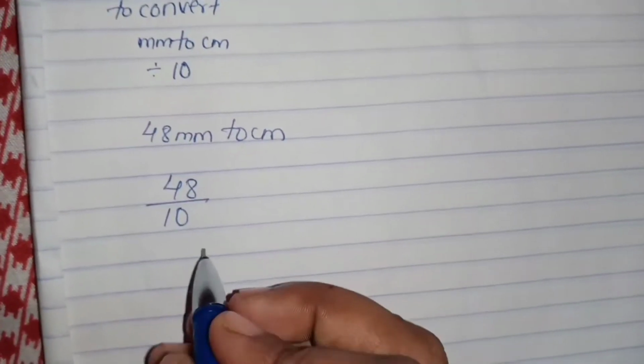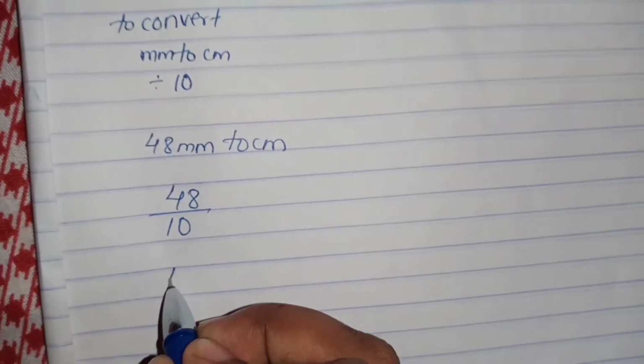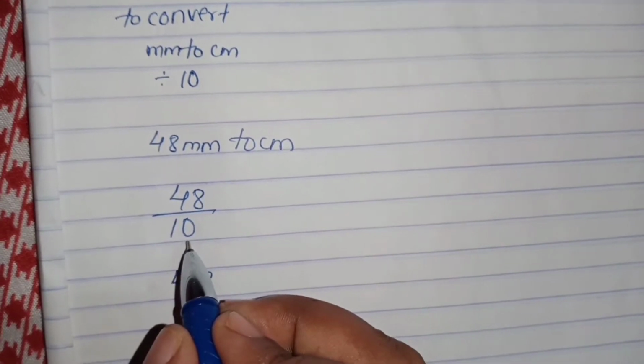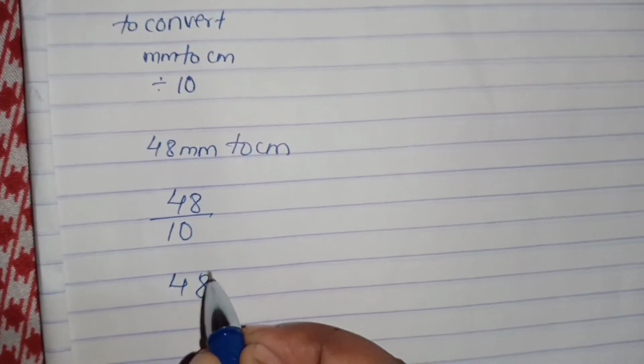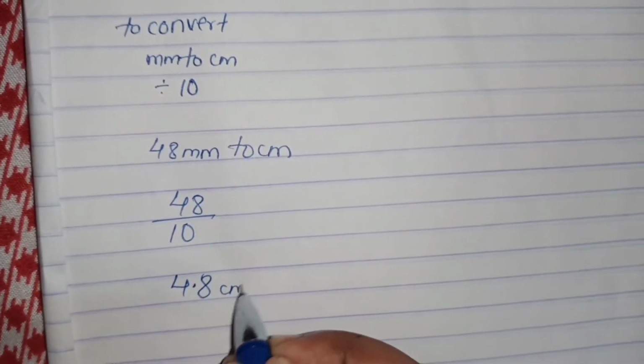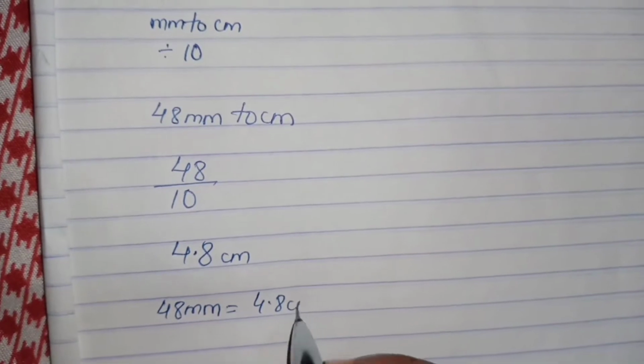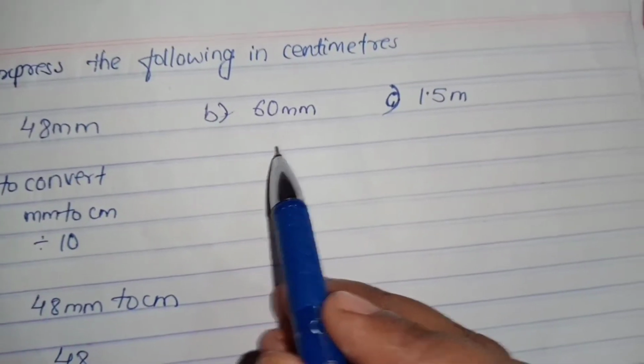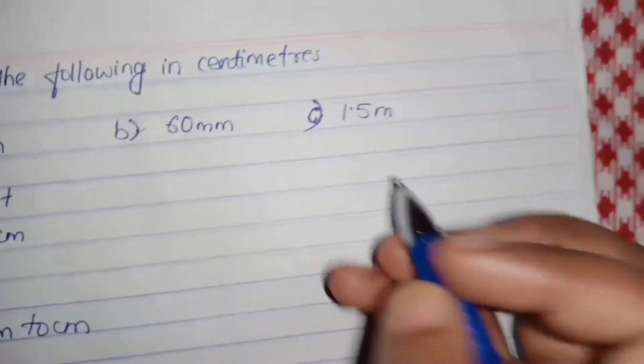Now you know what you have to do. We have to put the decimal. So write 48, and in 10 how many zeros are there? One only. So from here we will take one jump. That means 48 millimeter is equal to 4.8 centimeter. Done. Number B you will do as homework, I said. So I will do C.